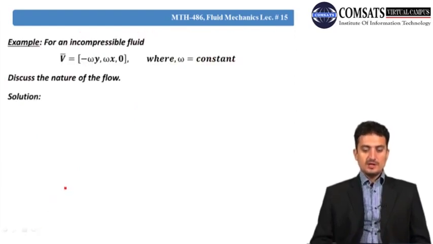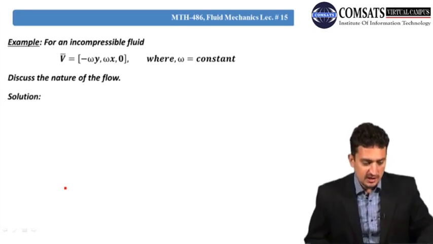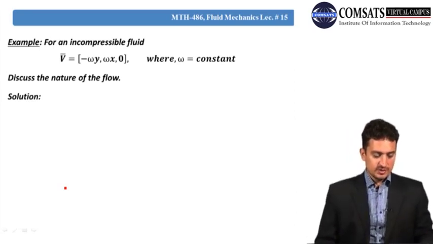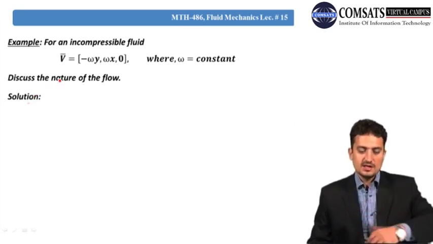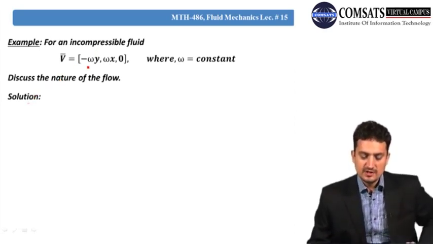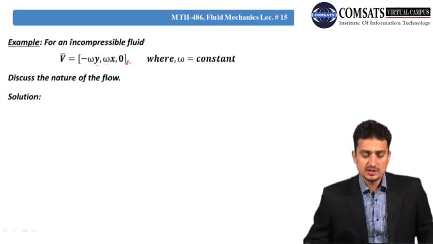Now the next example is for an incompressible fluid, V is equal to minus omega y, omega x and 0, where omega is constant. Discuss the nature of the flow. We have to discuss what the nature of the flow is, and for that, first let us see how to start the analysis. The velocity field is given. The x component of the velocity is non-zero, the y component of the velocity is non-zero and the z component of the velocity is 0.